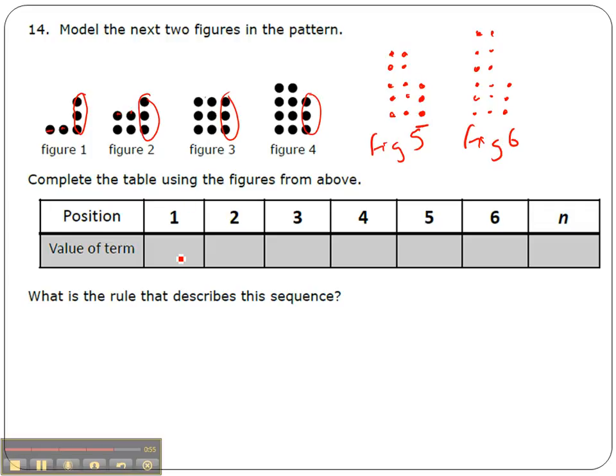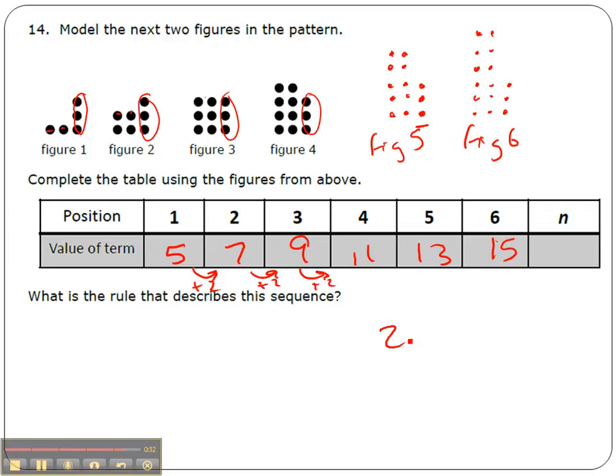If you count the number of dots in each figure, we can use those to fill in this table. There are 5 in the first figure. There are 7 in the next figure, figure 2. Figure 3 has 9. Figure 4 has 11. Figure 5 has 13. And figure 6 has 15. We can see that it's increasing by 2 each time.